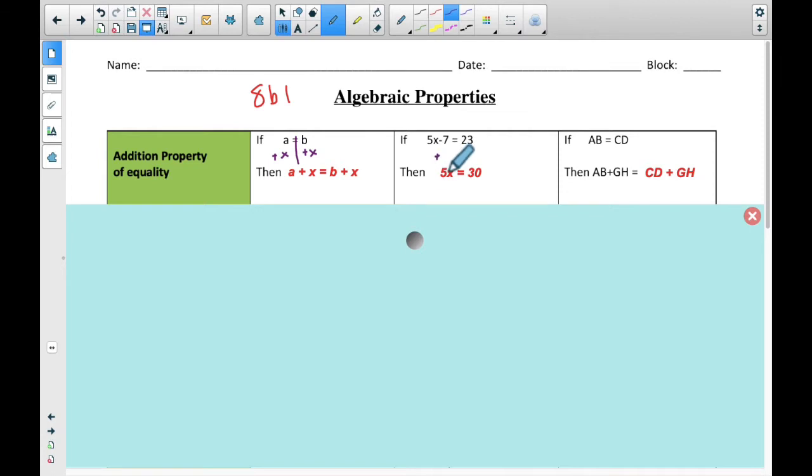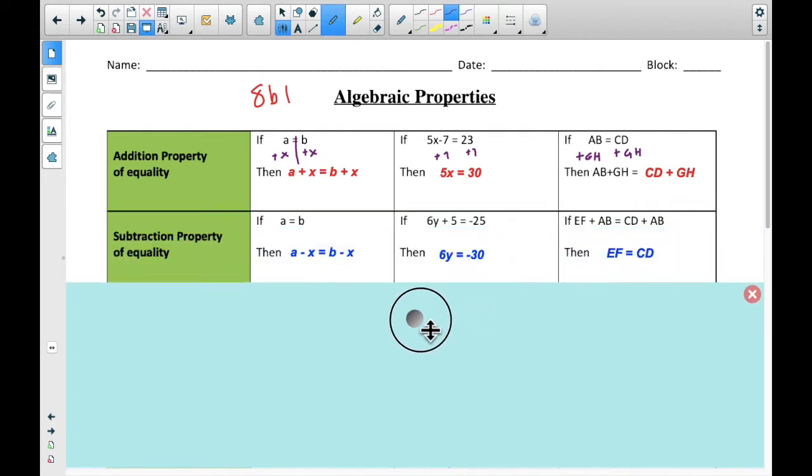Here's an example with algebra that we've done like this before. So like, let's say we add 7 to both sides. Well, what that allows us to do is say 5x equals 30. We can also do it with geometry, that we can add something geometric to both sides. So like in this case, they're adding GH to this side and adding GH to this side. And when they do that, then they get this new equation, AB plus GH is equal to CD plus GH.